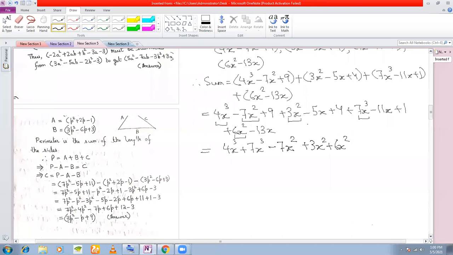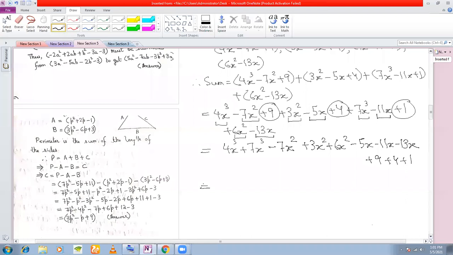Next, you have an x also. So you have a minus 5x, and what else? You have minus 11x, and you have minus 13x. We'll write them together: minus 5x, minus 11x, minus 13x. Okay, and you have constants. You have plus 9, you have a plus 1. Any other? Yes, you have a plus 4 also. Write them together: plus 9 plus 4 plus 1.